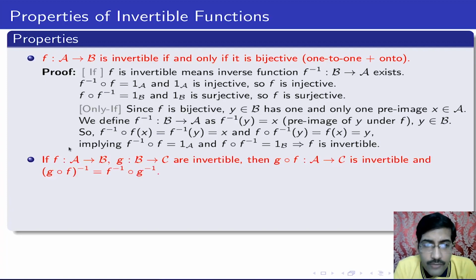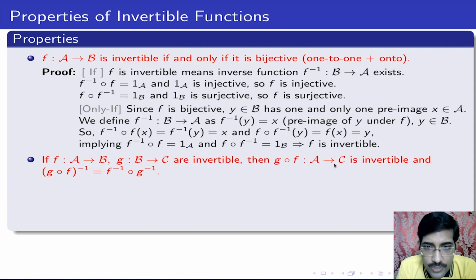A next property, which is a little bit tricky: f is a mapping from A to B, and g is a mapping from B to C, and I assume that these two are invertible. Then I have to prove that my composition g o f from A to C is also invertible, and that the equality for (g o f) inverse holds. Now let us prove one by one.